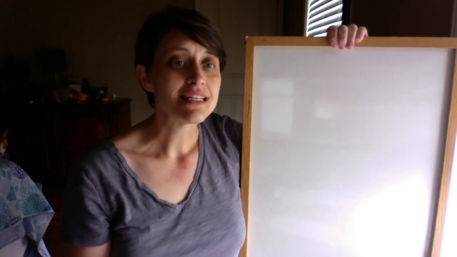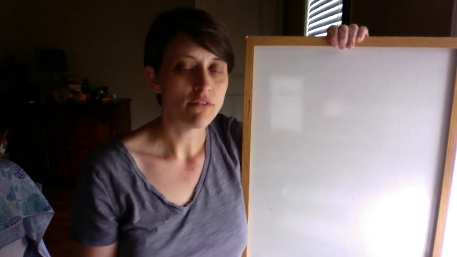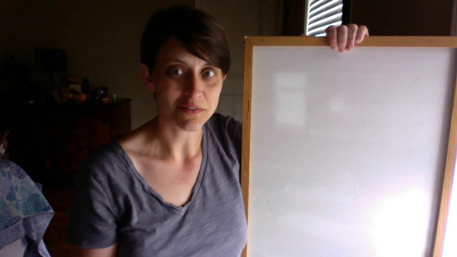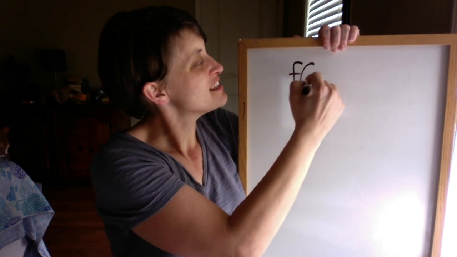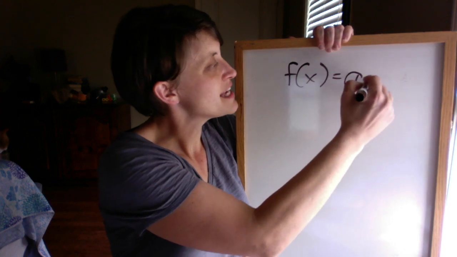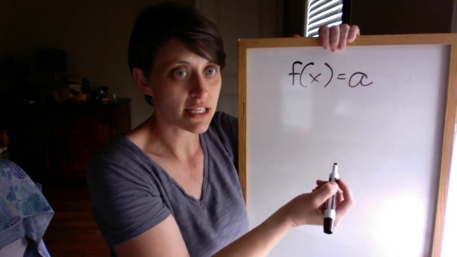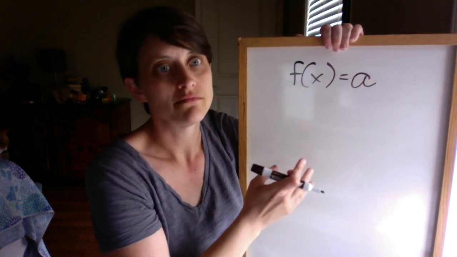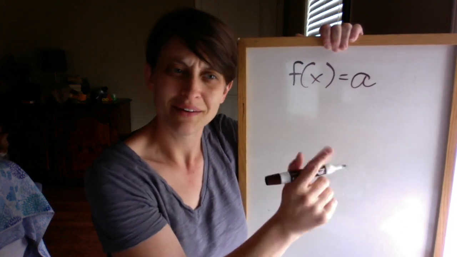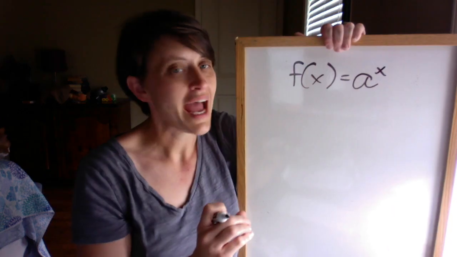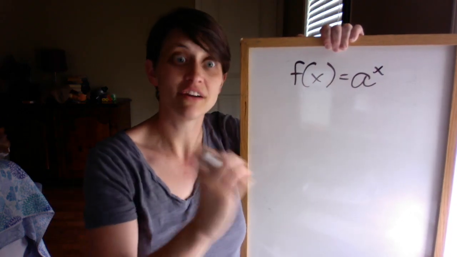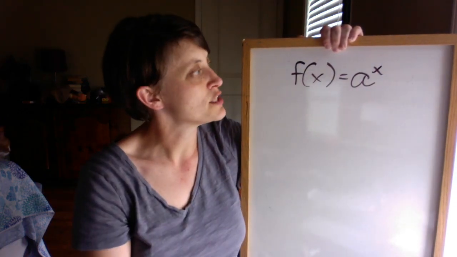Hi, so this is the second video for college algebra for the section exponential functions. Last time we looked at what an exponential function is. It's a function that has a base that is positive, so bigger than zero, and also not 1. And our variable happens in the exponent for exponential functions.